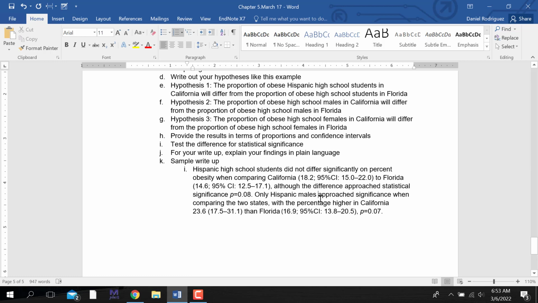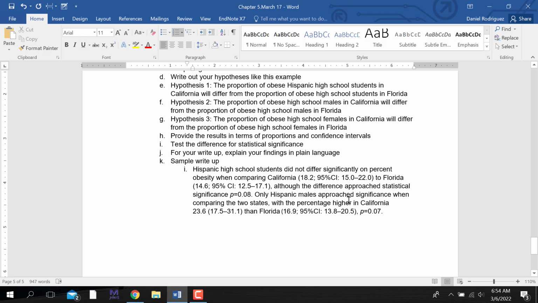Although the difference approached statistical significance, and I provided the p-value. When I say approached, people generally like to use an alpha of 0.05 to indicate statistical significance, as you learned in stats. For something to be statistically significant at alpha of 0.05, it would have to be lower, and 0.08 is greater than 0.05. So this is not considered significant, but it's very close. That's why I say approached.